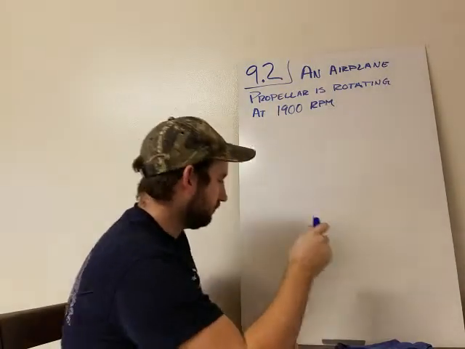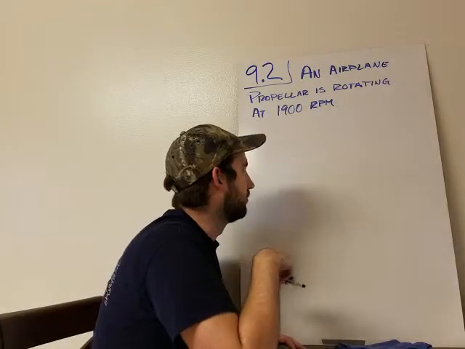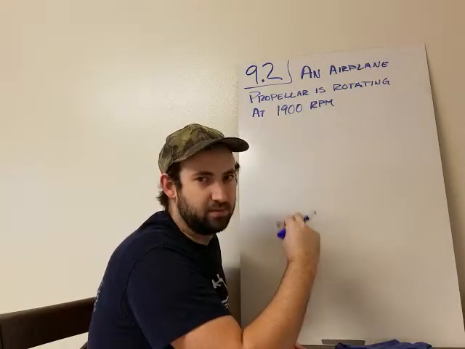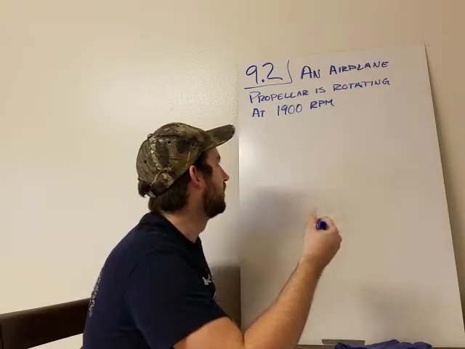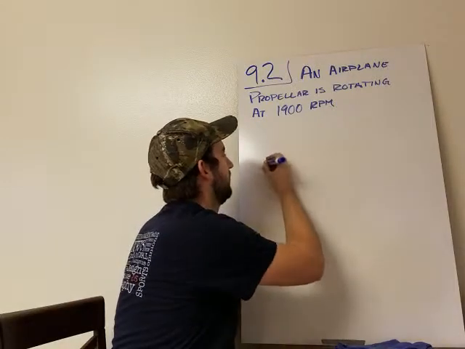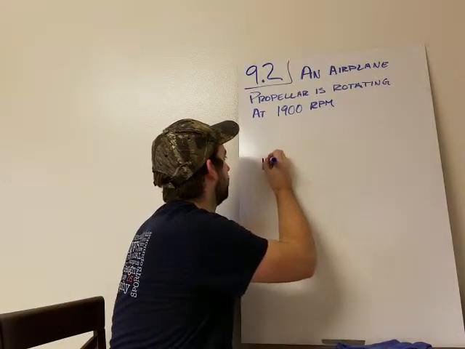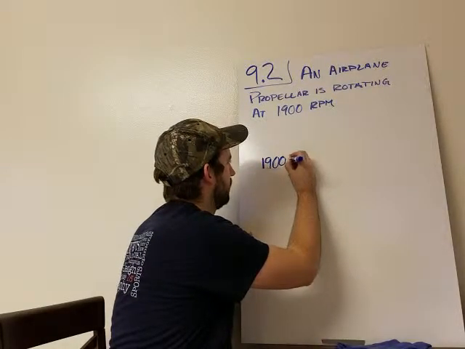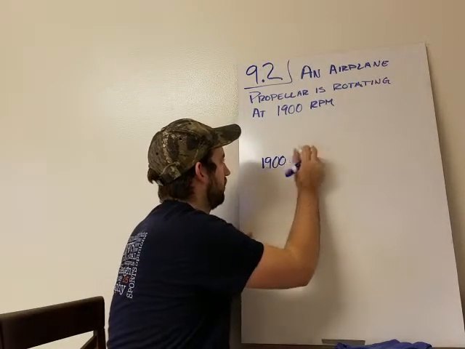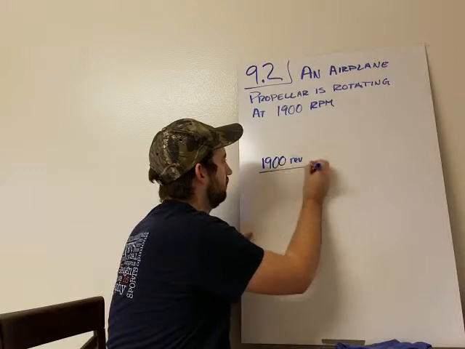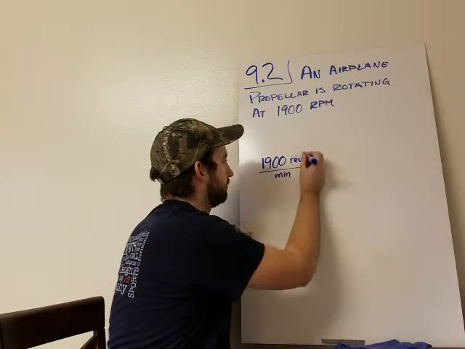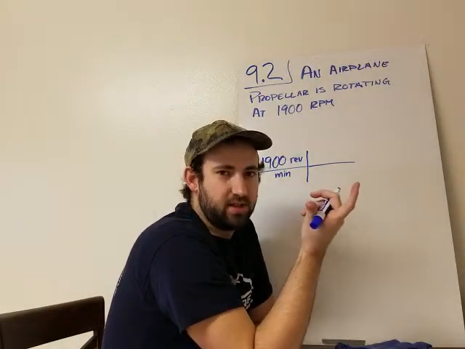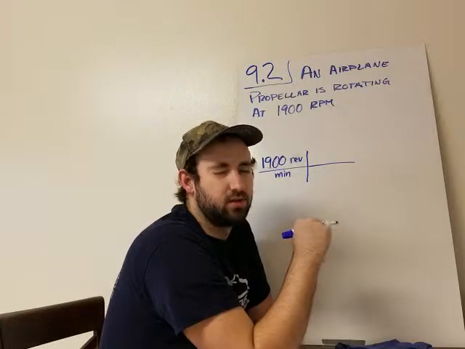So to do this, this is really simple. All we need to do is dimensional analysis to convert RPM to radians per second. And so the way we do that is we know we have 1900 RPM. And to change, we need to change the minutes to seconds and the revolutions to radians. So we'll start with the revolutions.